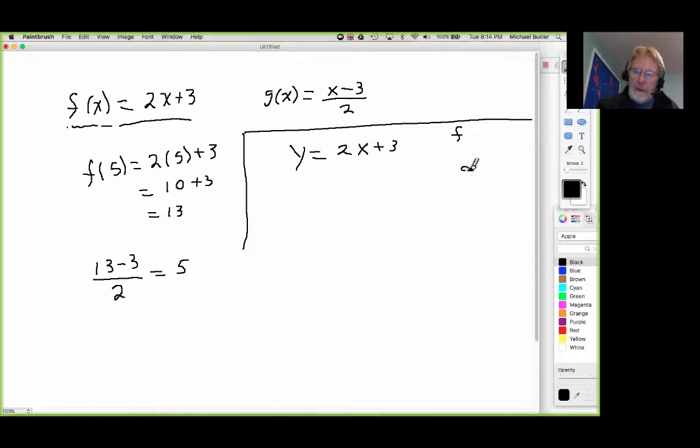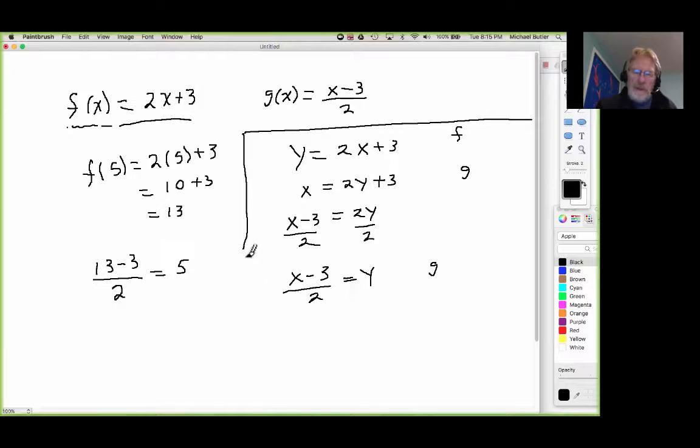To figure out what g is, you said, well, x is equal to 2y plus 3. In other words, I swapped the x's and the y's. I put the x's where the y's were, and the y's where the x's were. And so now watch what happens if I solve this for y. Subtract 3 from both sides. Divide both sides by 2. And voila, you've got the g function.